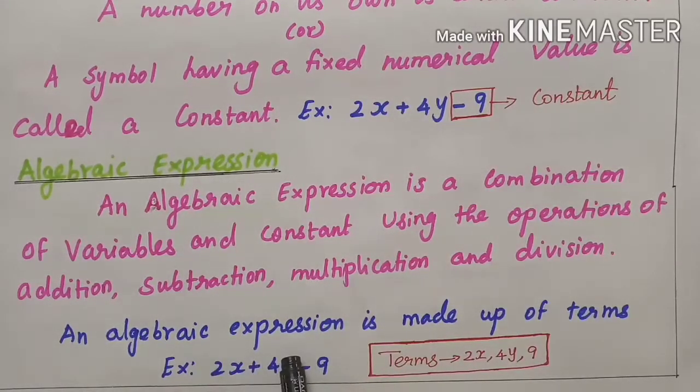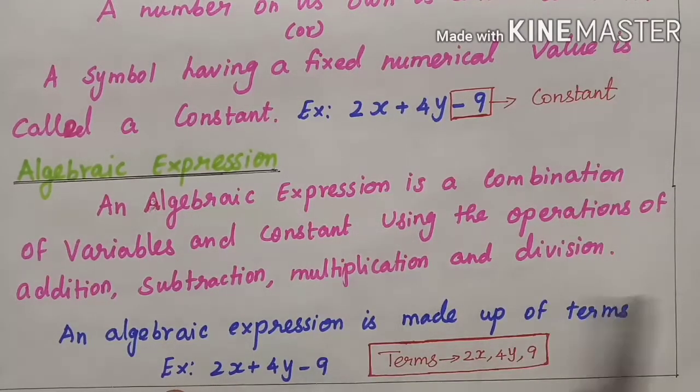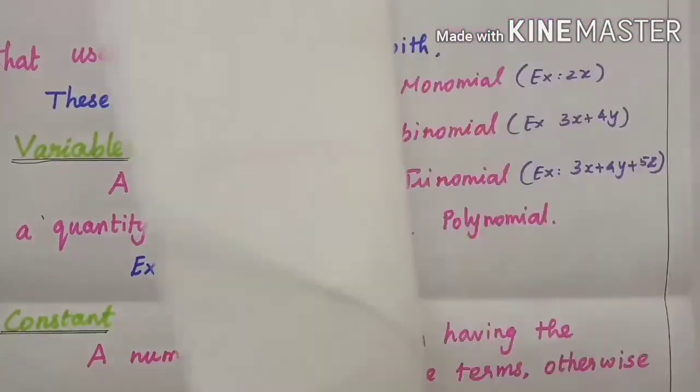So an algebraic expression is made up of terms. What is meant by terms? Terms means these separate letters, that is variables with numbers, right? 2x plus 4y minus 9. Here we have 3 terms. Yes, right. I'll go with the next definition. What is a term?